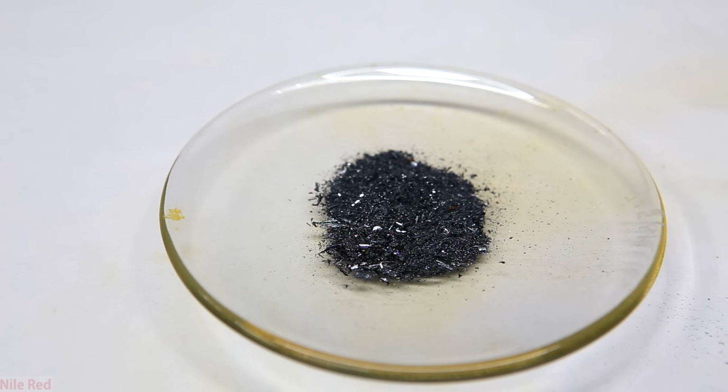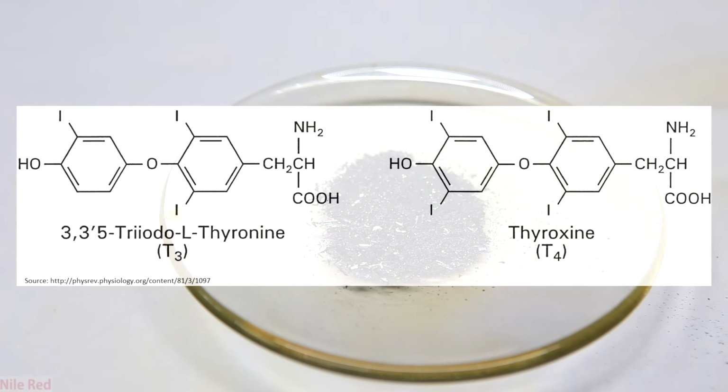Iodine is an element with a bluish-black color, and it's a member of the halogen family. Other common members in the halogen family are fluorine, chlorine, and bromine. In higher animals like humans, iodine plays an essential role and it's needed to make thyroid hormones.